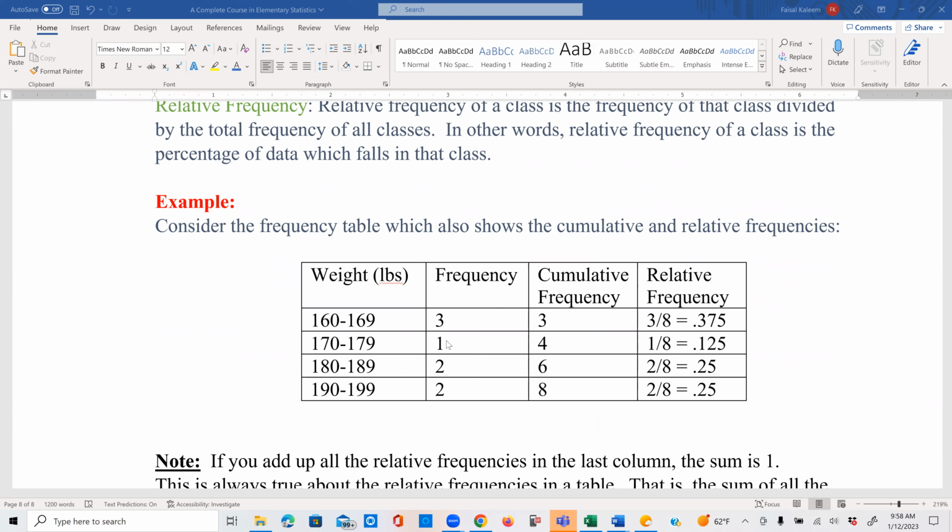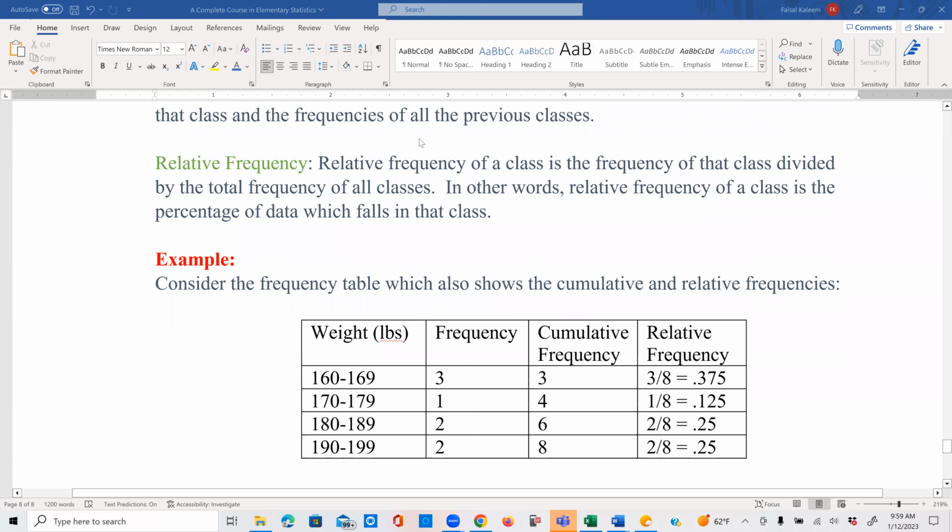For the second class, the frequency is 1, but the cumulative frequency would be this 1 plus everything previously. So 1 plus 3 is 4. Similarly, for the third class, the frequency is 2, but the cumulative frequency would be 2 plus 1 plus 3, which is 6. And for the last one, the frequency is 2 again, but the cumulative frequency would be 2 plus 2 plus 1 plus 3, which is 8. And during this process, we've also found that the sum of all the frequencies is 8.